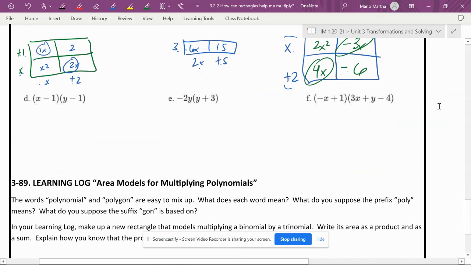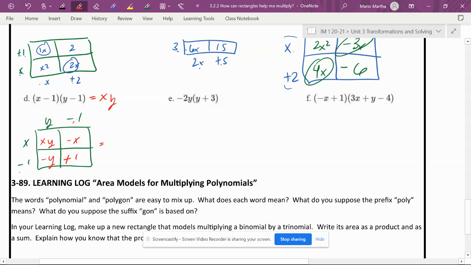And then we'll do one more. So part D gives us x minus 1 and then y minus 1. So this one is going to be x times y gives us xy. y times negative 1 is just negative y. x times negative 1 is negative x. And negative times a negative is a positive 1. So this would be equal to xy minus x minus y plus 1.